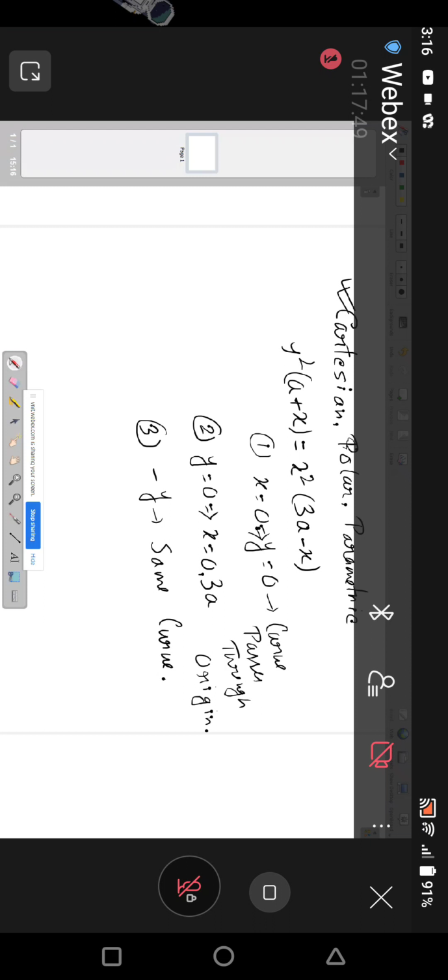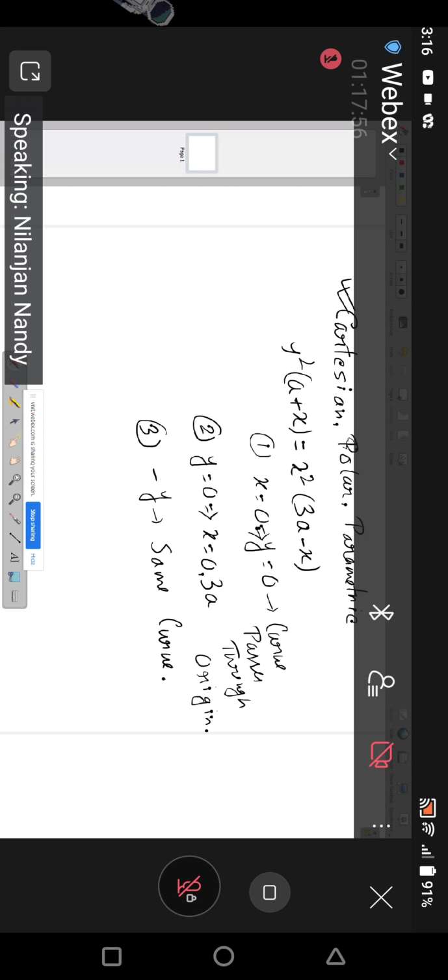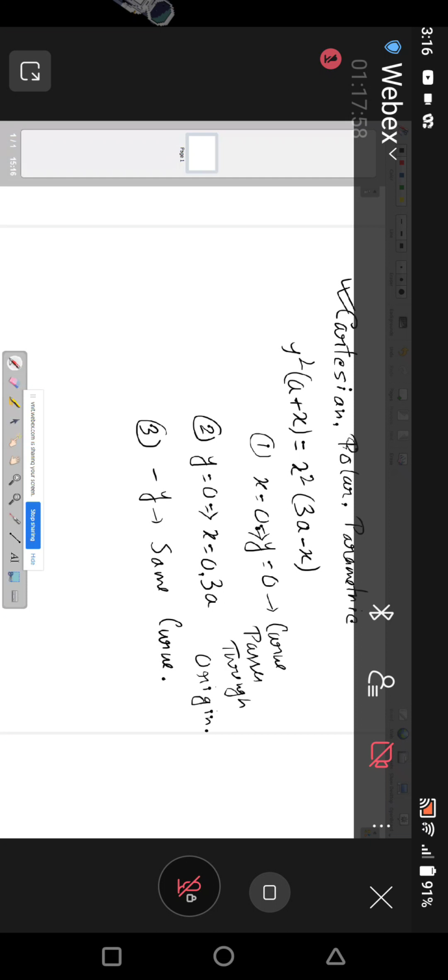So when you are tracing a Cartesian type of curve, first you find the particular points through which the curve passes. Basically you can see we have 2 points there, 0 comma 0 and 3 comma 0.